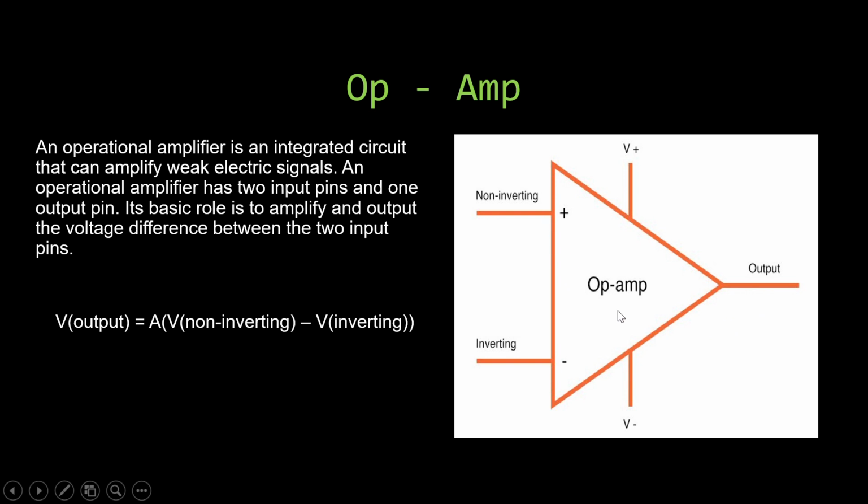So according to the relation, V output will be equal to some constant A times V non-inverting minus V inverting. So if the voltage at the inverting input increases, the voltage output will decrease. But if the non-inverting voltage is increasing, then the voltage output will also increase. Here the A is approximately of the order of 10 to the power 6 or something.